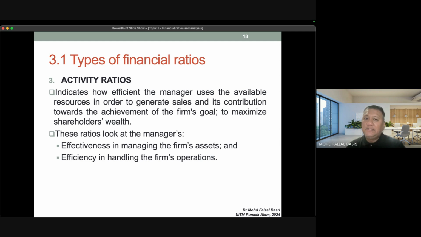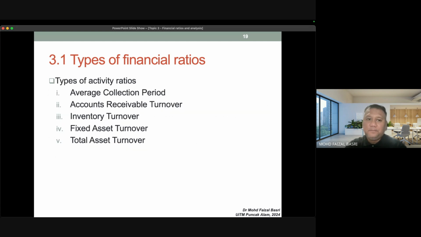Okay, so the keywords here are to generate sales and its contribution towards achievement of the firm's goal, which is to maximize the shareholders' wealth. Okay, so for these ratios, we will look at how they manage their resources, their assets, and how they manage their operations. Right. So for this case, activity ratios, we have 5 types of ratios. So 6 plus 5, so far we're going to see 11 ratios.